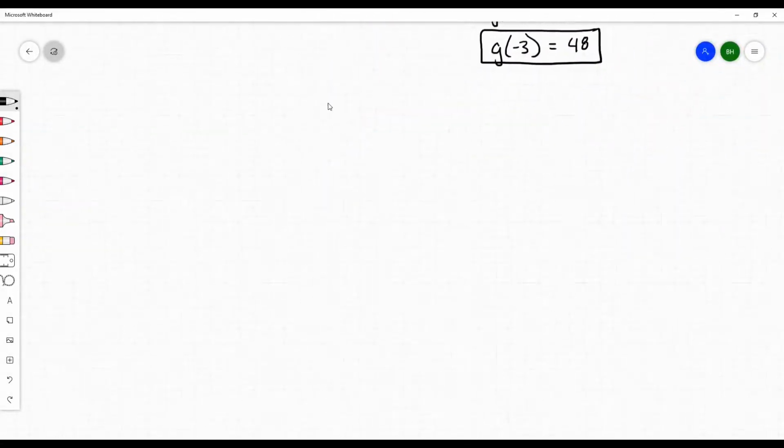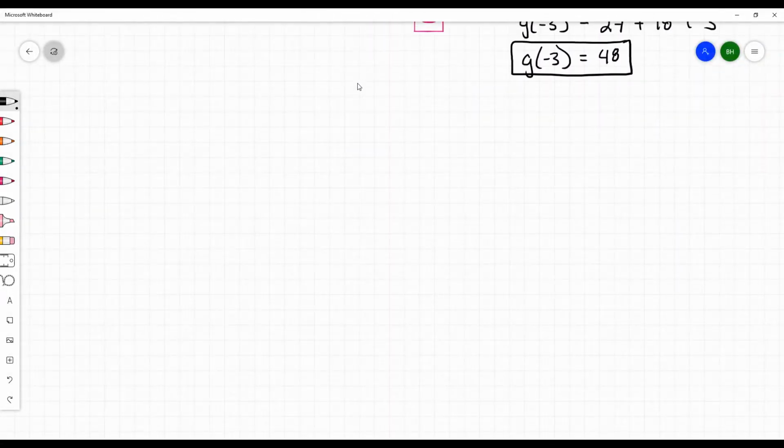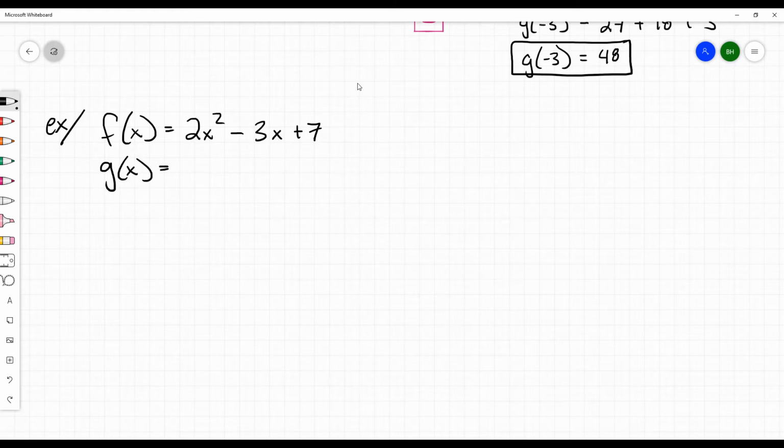So the next couple of examples we're going to look at are operations with functions. And so for this, we're just going to use the same kind of set of functions here. So we're going to have f of x equals, we'll call it 2x squared minus 3x plus 7. And then we'll do g of x equals negative 3x squared plus 4x plus 9. Okay. So here we have two sets of functions. And there's going to be a couple examples. We're going to add, we're going to subtract, and we're going to multiply.